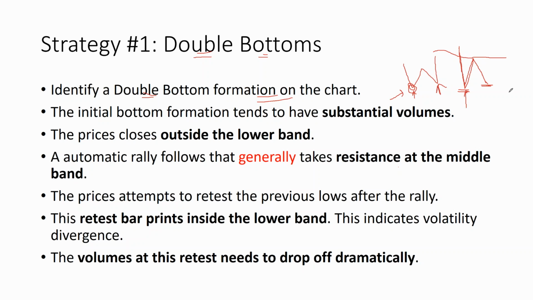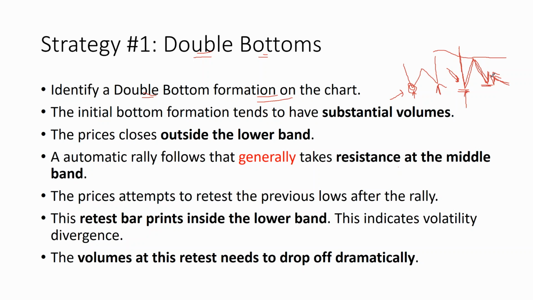Okay. So what do we have to do? This bar or this leg should print inside the Bollinger Band. Though the first leg was outside the Bollinger Band, the second leg should be inside the Bollinger Band. The first leg should have substantial volume. At the second leg, the volume should substantially drop. Right? And what is the prerequisite? It should close under the band, inside the band.